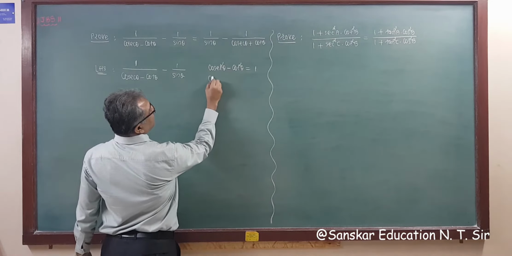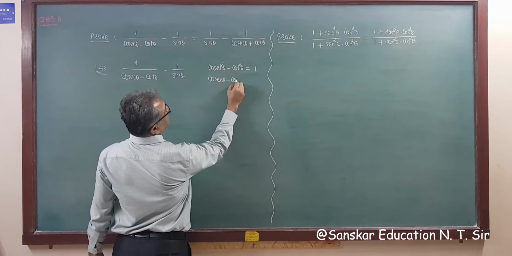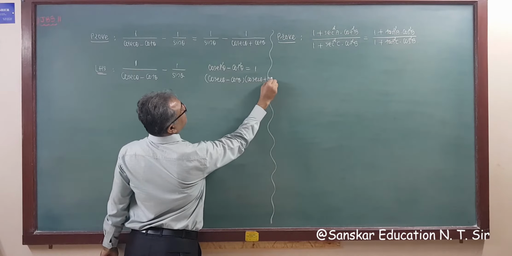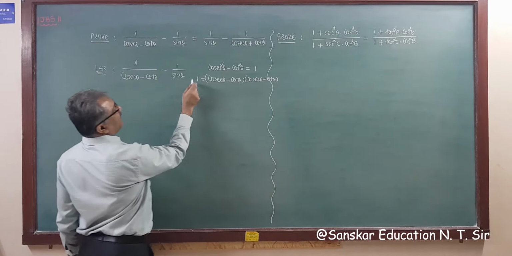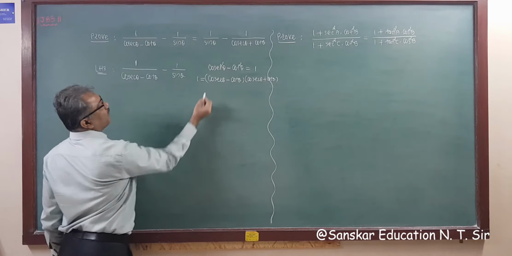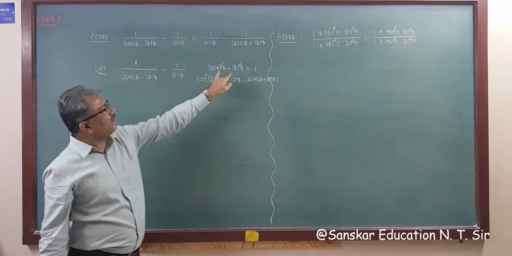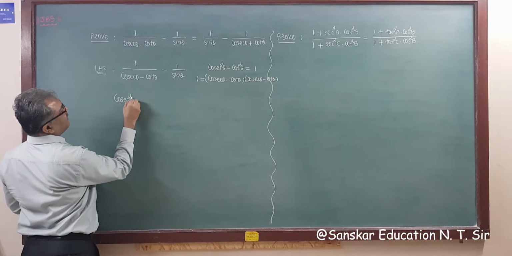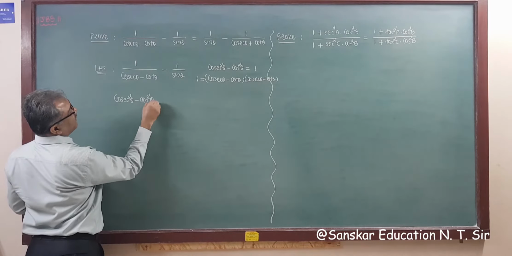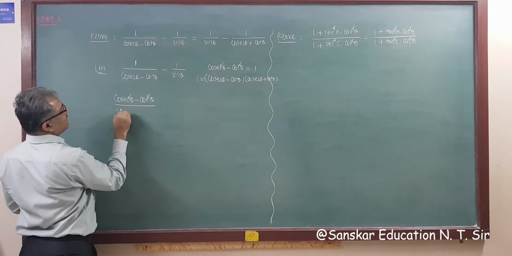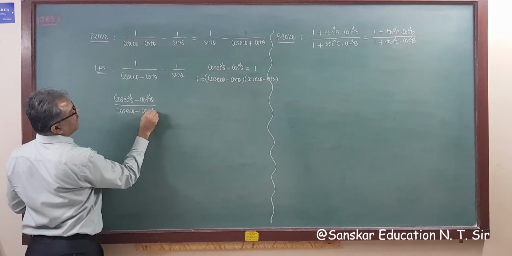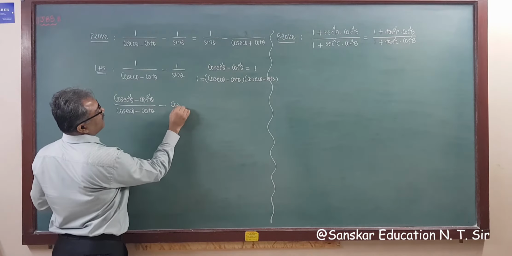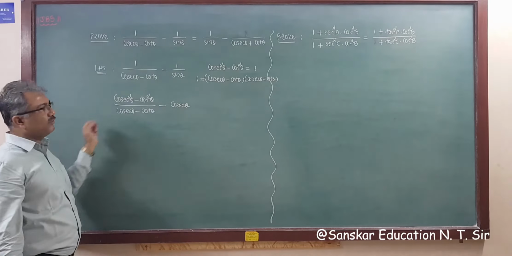And the factor of this is cosec theta minus cot theta and cosec theta plus cot theta, which is equal to 1. So this is equal to 1. Instead of 1 we substitute this, so what will happen? This is cosec square theta minus cot square theta whole upon cosec theta minus cot theta, minus 1 upon sin theta, which means cosec theta. So I'm writing here cosec theta. This is a well known result.